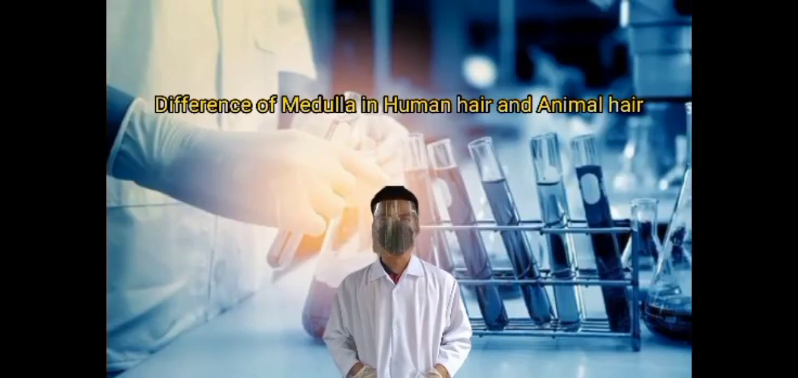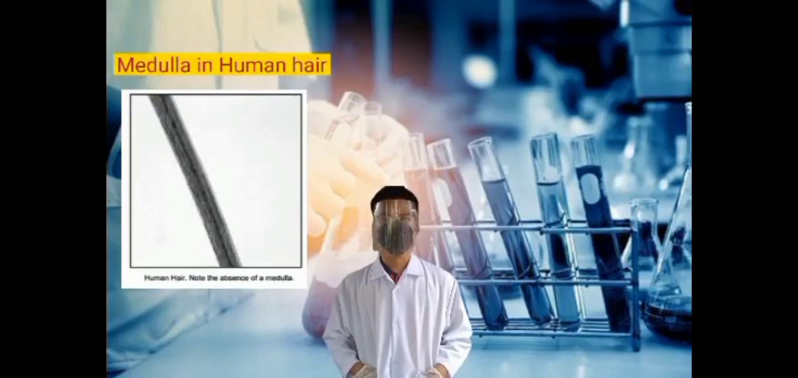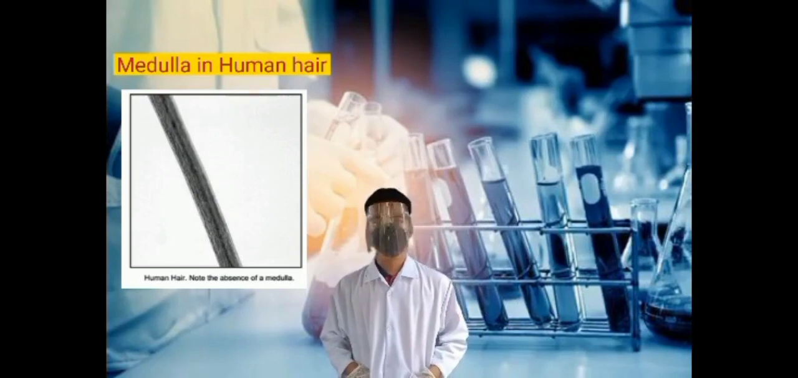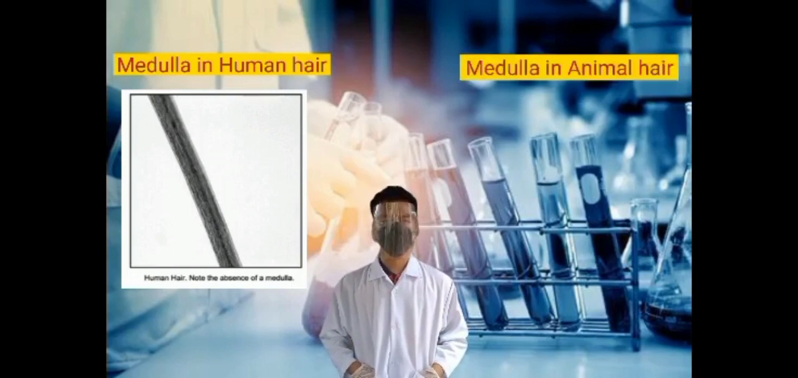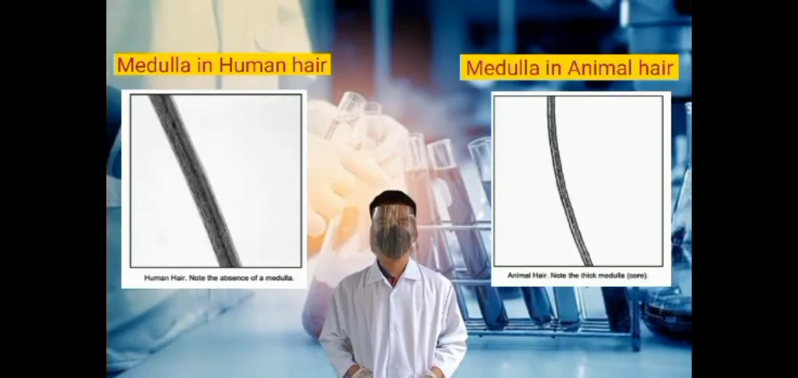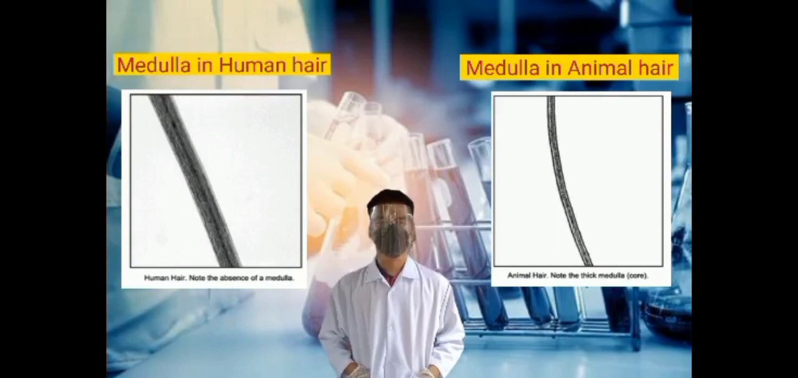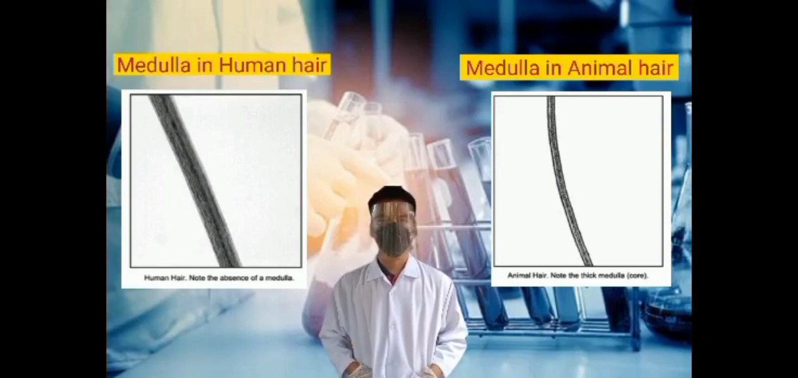Next is the difference between the medulla in human hair and animal hair. The medulla in human hair is amorphous in appearance and its width is generally less than one-third of the overall diameter of the hair shaft, while the medulla in animal hair is normally continuous and structured and generally occupies an area greater than one-third of the overall diameter of the hair shaft.